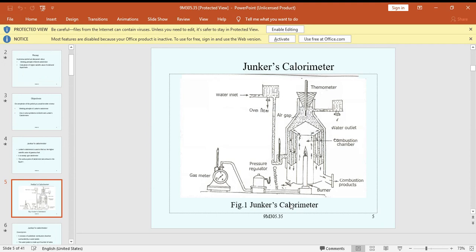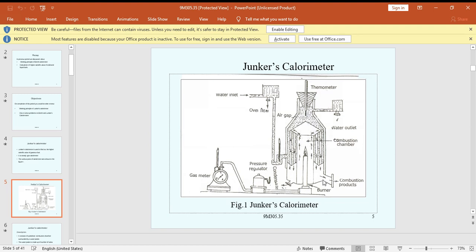Some air gap there. In the gas calorimeter, the pressure regulator valve supplies the gas to the burner. The water inlet supplies constant water in this direction. First, in this condition, measure the temperature with the thermometer.